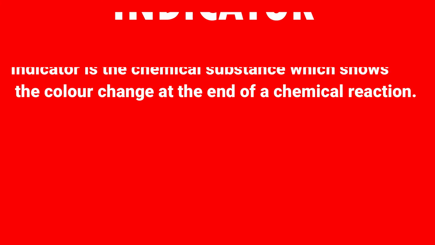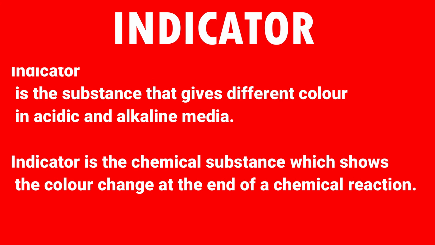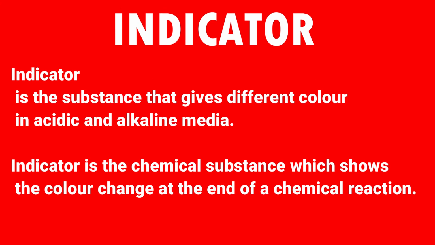What is an indicator? An indicator is a substance that gives different colors in acidic and alkaline media. An indicator is a chemical substance which shows the color change at the end of a chemical reaction.